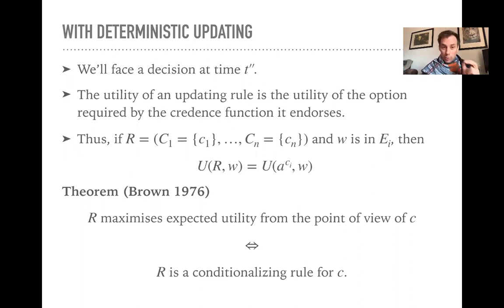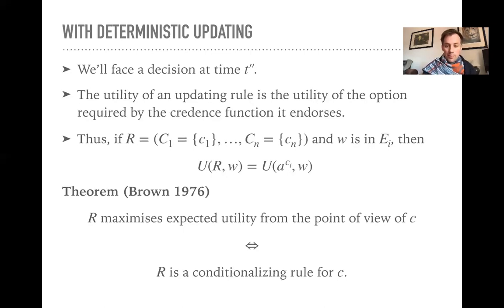So you might think a good way to measure the utility of an updating rule to a particular world is to look at what option you would choose using the credence function that the updating rule recommends that you adopt, given the piece of evidence that's true at that world. And that's basically what we do here.